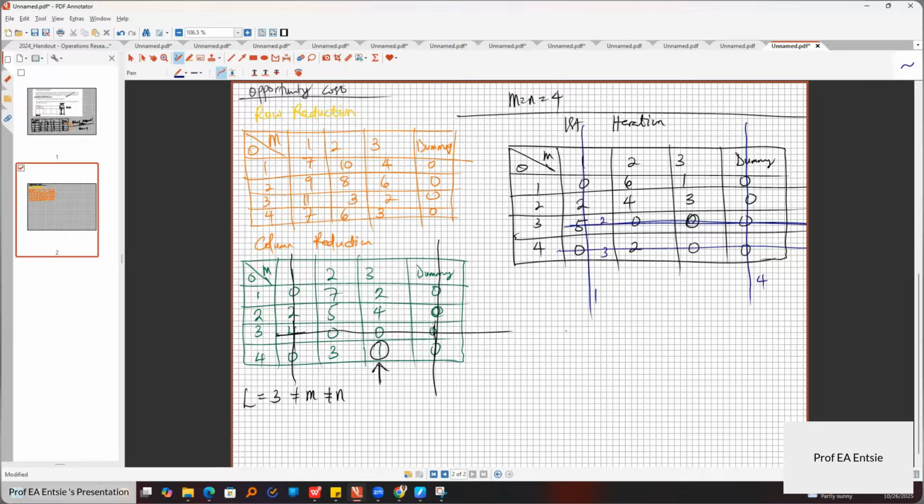So this time I've gotten it. The minimum number of lines is four, which is the same as the number of supply, which is the same as the number of demand. So now we can do the assignment. Can do the assignment.